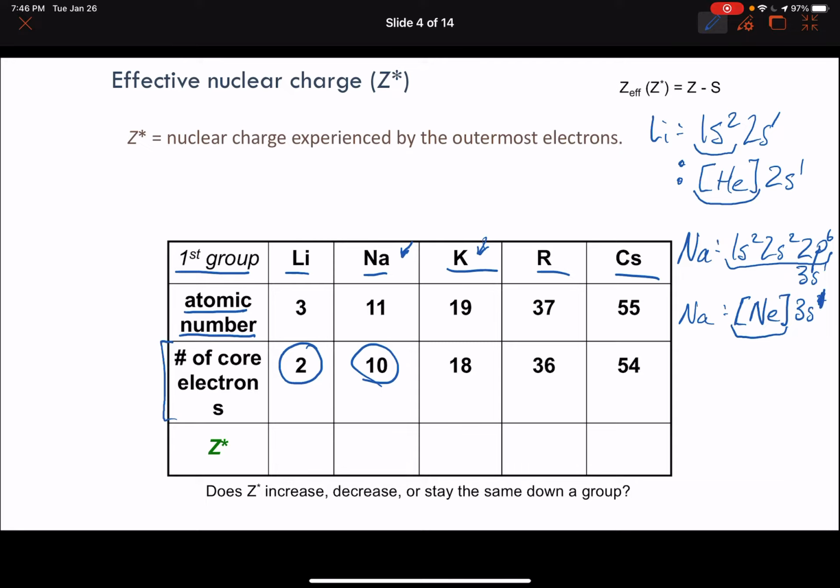Okay, sorry, I made a mistake there. We need a 1 on the 3s1. Okay, and so the pattern continues. Number of core electrons is identified by the noble gas chosen there. So the number of core electrons here will always be a value associated with the noble gas count from the periodic table. So we can calculate now the effective nuclear charge, the Z star or the Z sub EFF.